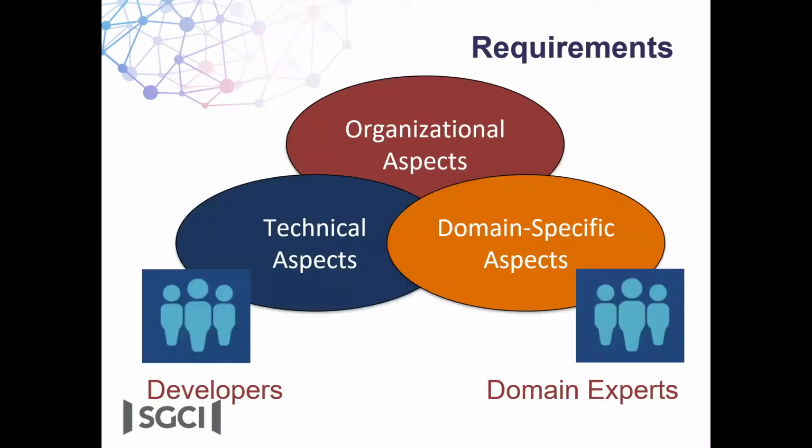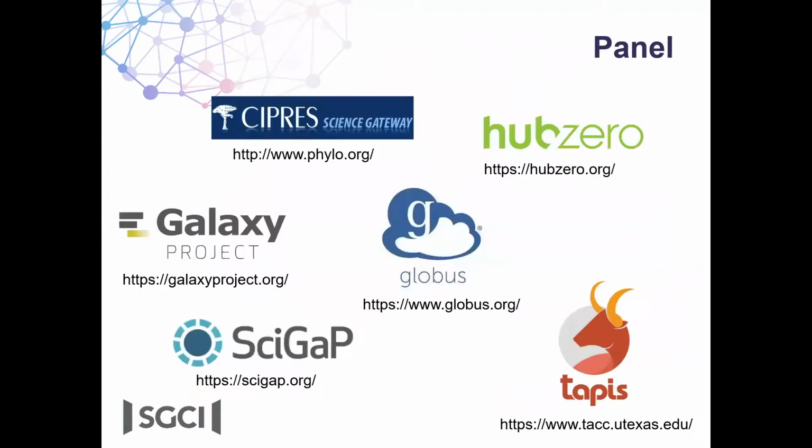If we talk about requirements, we have to consider different groups of aspects, like organizational aspects. Maybe somebody tells you, oh, I have funding for a year and I need to have it finished in a year. Or you have technical aspects: your team has developers who know Python very well, but maybe not JavaScript. And of course, the domain-specific aspects, because science gateways are for user communities. And this is the point where I let my panelists introduce themselves and say what kind of user communities they have.